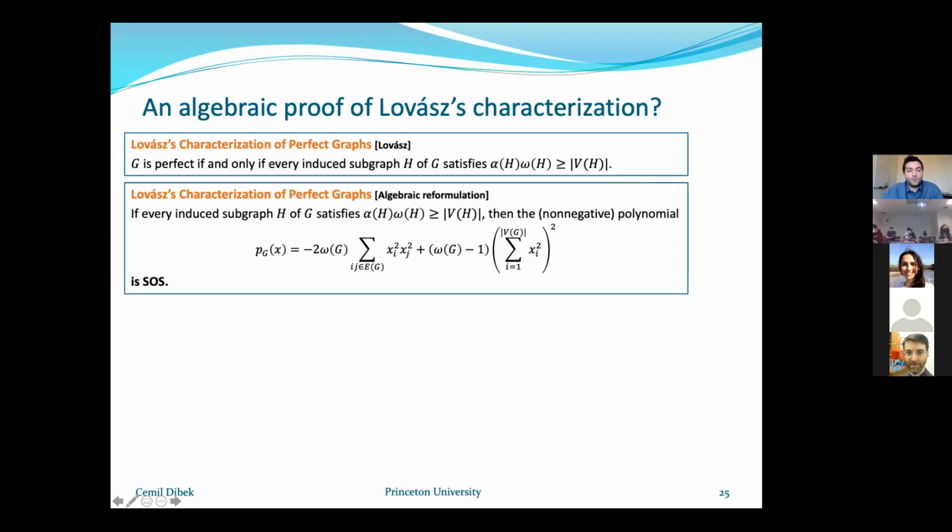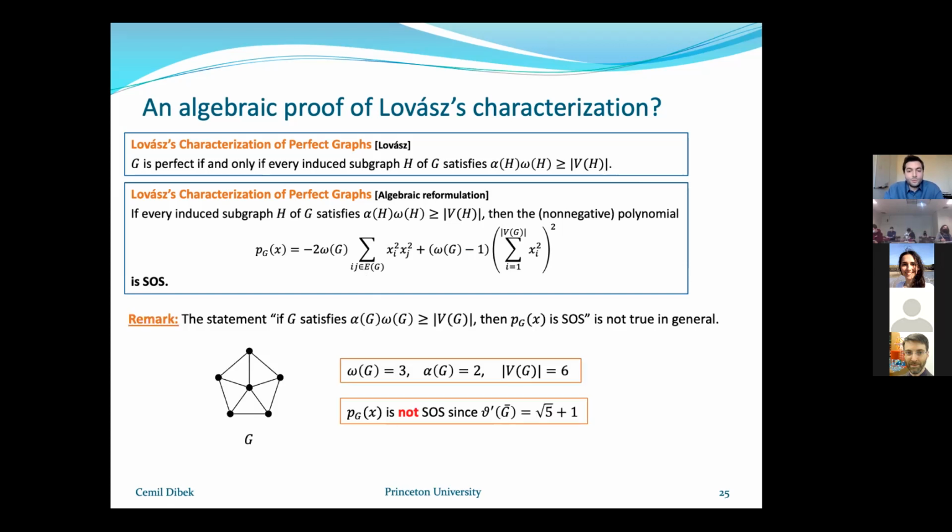If every induced subgraph H of G satisfies this condition, then PG(X) is SOS. That's it. Then the non-negative polynomial PG(X) is SOS. So again, it reduces to checking that a non-negative polynomial is SOS. Also, since this characterization is self-complementary, it gives another proof of the weak perfect graph theorem. So we could try to prove this one. And as before, we need to use the fact that this condition holds for every induced subgraph, since otherwise the statement is not true in general.